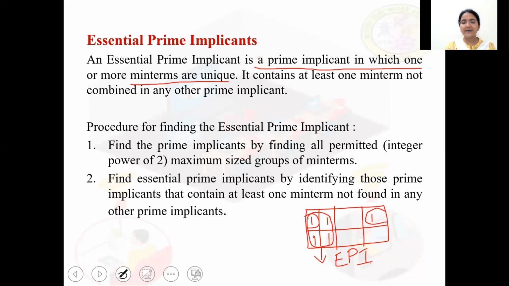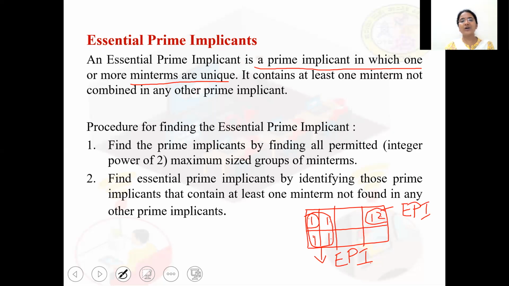And this minterm 2 is combined with minterm 0. This minterm 2 is combined in only one way. It cannot be combined in any other way, so it is a unique term. So this is also an essential prime implicant.